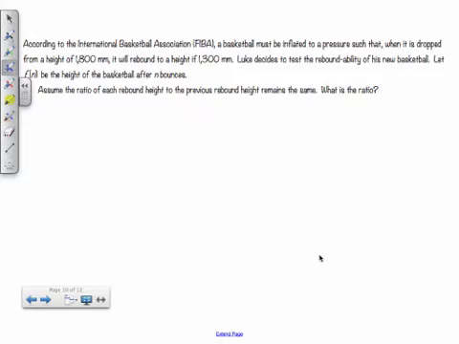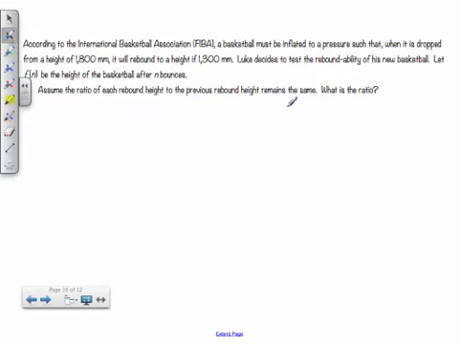Before we do this, I just want you to realize that if the basketball drops from a certain height, eventually, the rebound height will get shorter and shorter and shorter, and if you're to map it out, it looks just like exponential decay, which you will see shortly. So let's look at question A. Assume the ratio of each rebound height to the previous rebound height remains the same. What is the ratio?